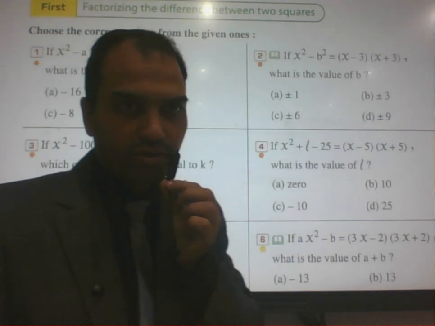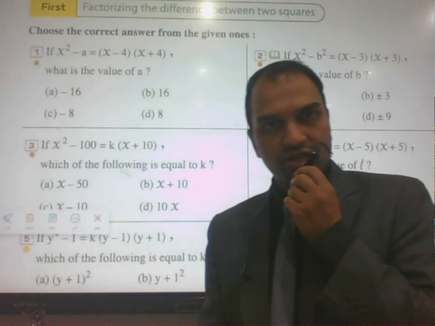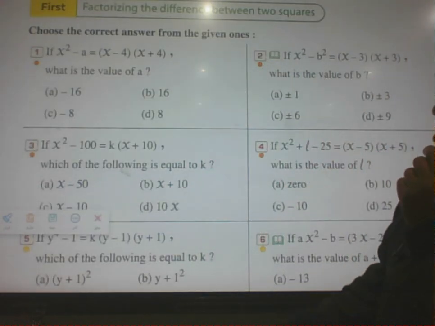Today we'll explain your lesson about factorizing from the Almoasser book. Okay, are you ready? Next question. First, show the correct answer.